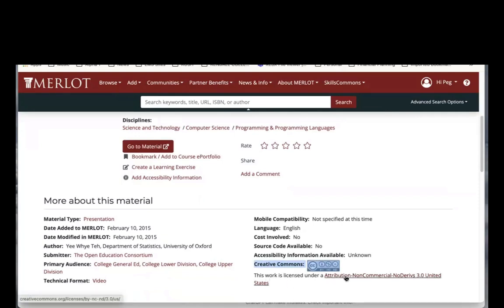But this work is licensed under an attribution, non-commercial, no derivatives 3.0 United States license. So it's licensed in the United States. You have to give attribution to the person who created it, which in this case is the Open Educational Consortium. And you can't change it. You're not allowed to, and it has to be non-commercial use. So as long as you're using it in that context and you post the Creative Commons license on your work, you can use it. It's good to go.